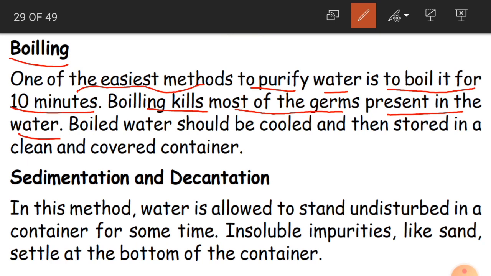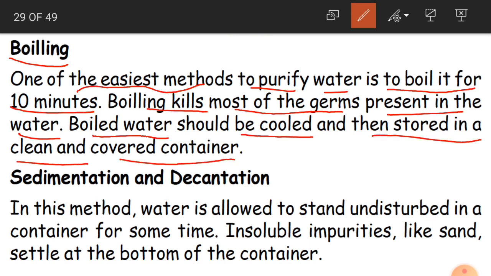They are going to be killed. Okay. So because of that, what happens? Our water becomes pure. So boiled water should be cooled and then stored in a clean and covered container.